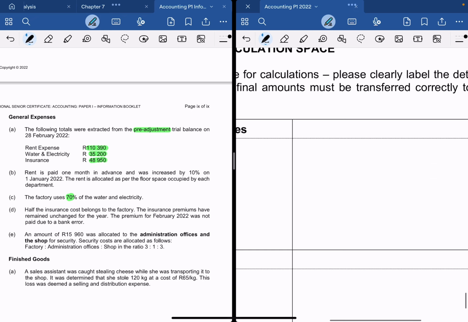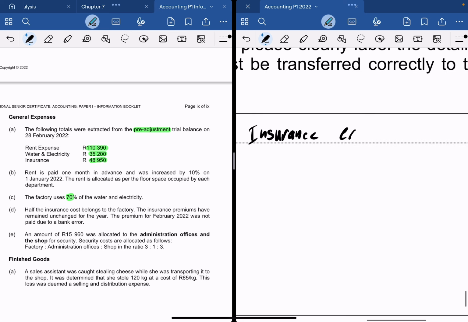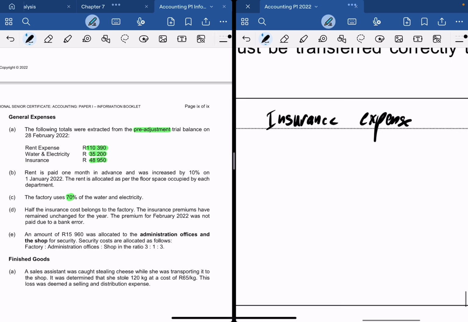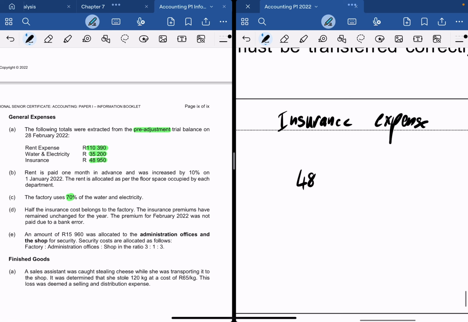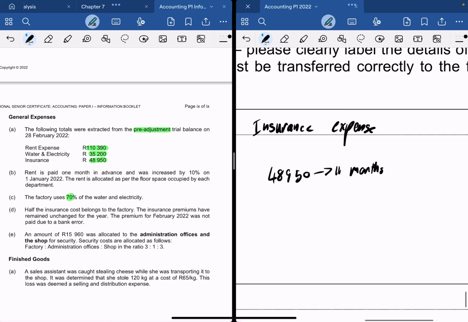Let's come here and let's make a block for insurance. So the marker will come look here, and they'll see, okay, this is where he's doing his working, because it's a bit tough to do it all in that line. So we know that 48950 represents 11 months, right? 11 months, because they haven't paid February, and they said the rate remains unchanged.